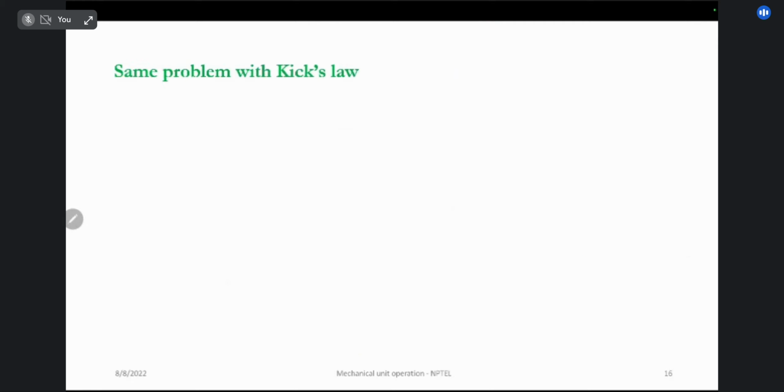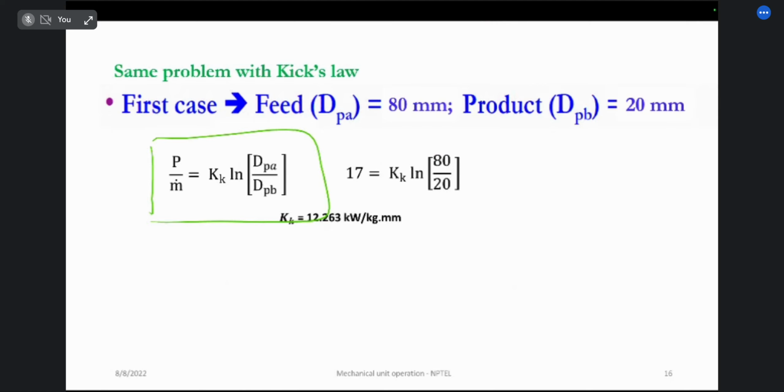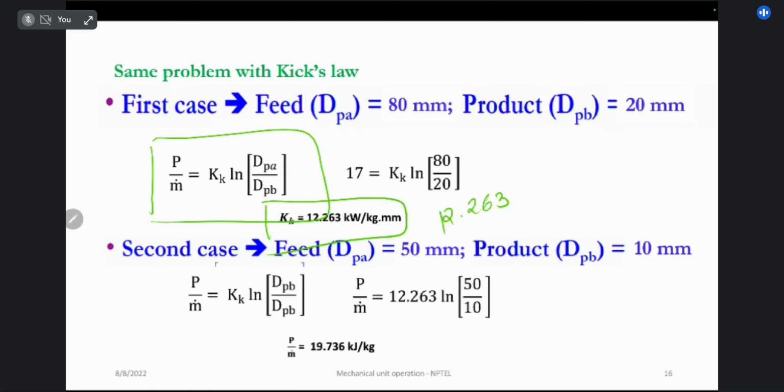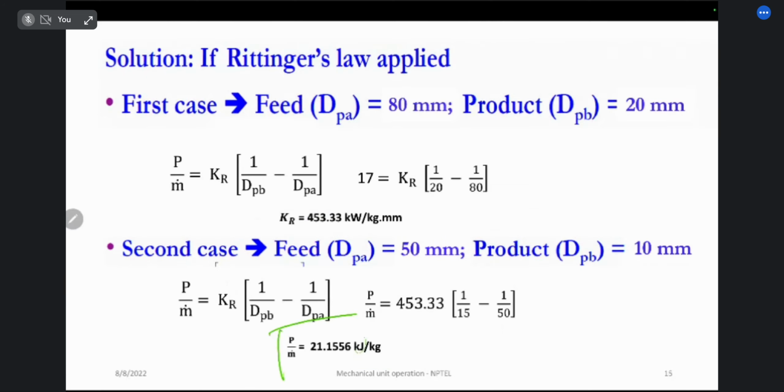Now the same problem we solve again with the help of Kick's law, and we will check the difference. Here Kick's law is P by m dot equals Kk ln(dPa by dPb). We get the value of Kk from here, which is 12.263, and we substitute it into the 50 mm to 10 mm equation. For the second part we get an energy of 19.736 kilojoule per kilogram, whereas here you get 21.16 kilojoule per kilogram. So you can see that the value of P by m dot is different for the two laws.